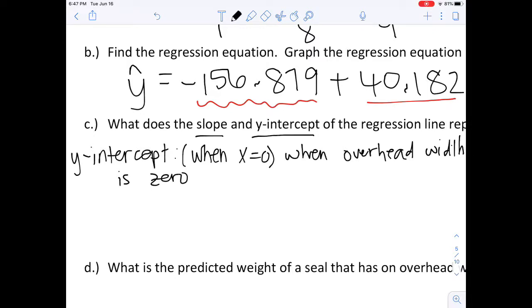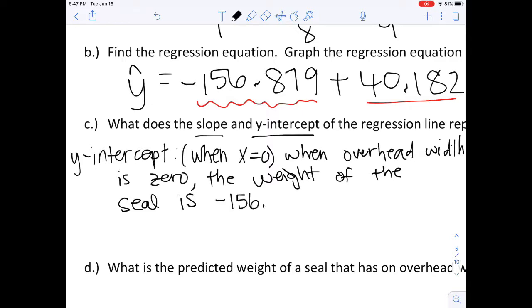So if the overhead width is 0, the weight of the seal is, and our y value that we have is negative 156.879. And does this even make sense? No, this does not make sense.